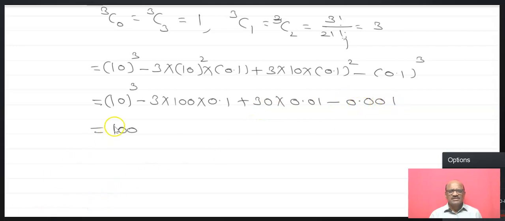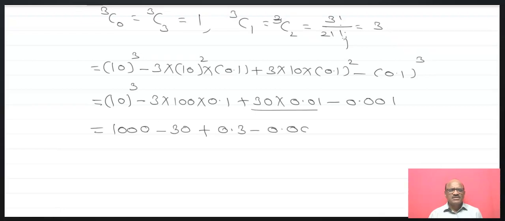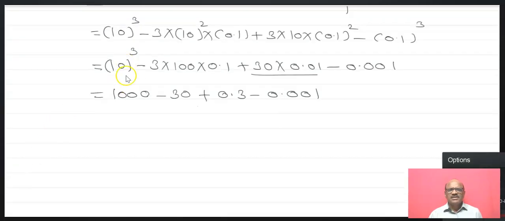Now next is 10 raised to 3, which means 1000, their multiplication. Next is 100 into 0.1, that is 10. 10 into 3 is 30. 30 into 0.01, that is 0.3, minus 0.001. Now we will add these.